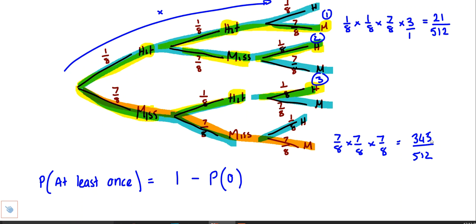Now don't forget, we've got to do 1 minus 343 over 512. So I would do 512 over 512 minus 343 over 512, which is 0.33.